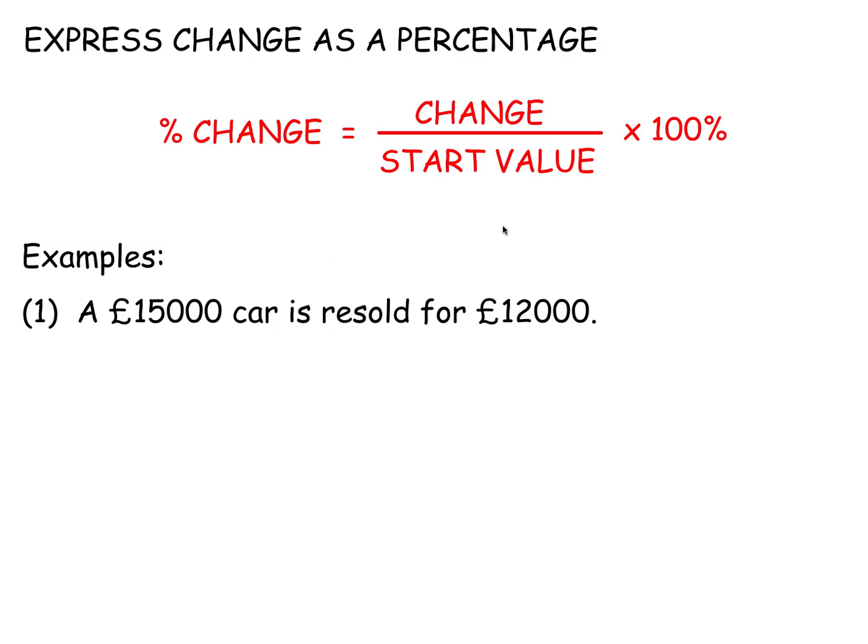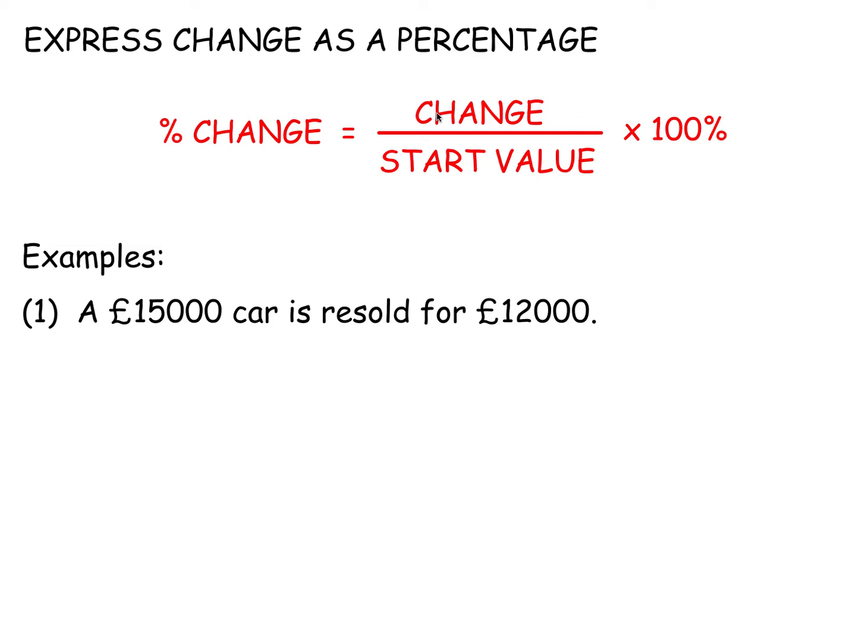Final stage in this video is expressing a change as a percentage. So here, for example, a car was bought for £15,000. It depreciates in value to £12,000, so it's lost £3,000 out of the original £15,000. So it's a £3,000 loss, but as a percentage loss, this is what you do. You put the loss, £3,000, over the start value, which was 15,000. It lost 3,000 out of 15,000, and to turn that fraction into a percent, you multiply by 100.